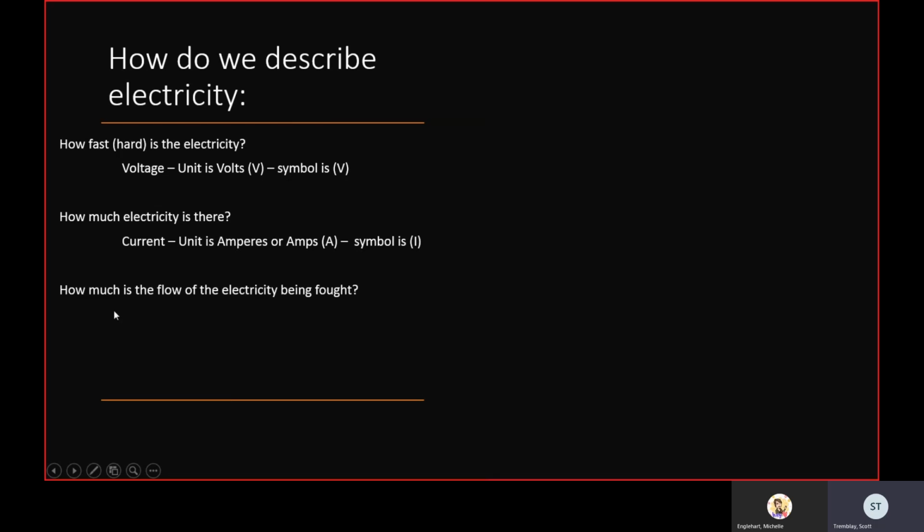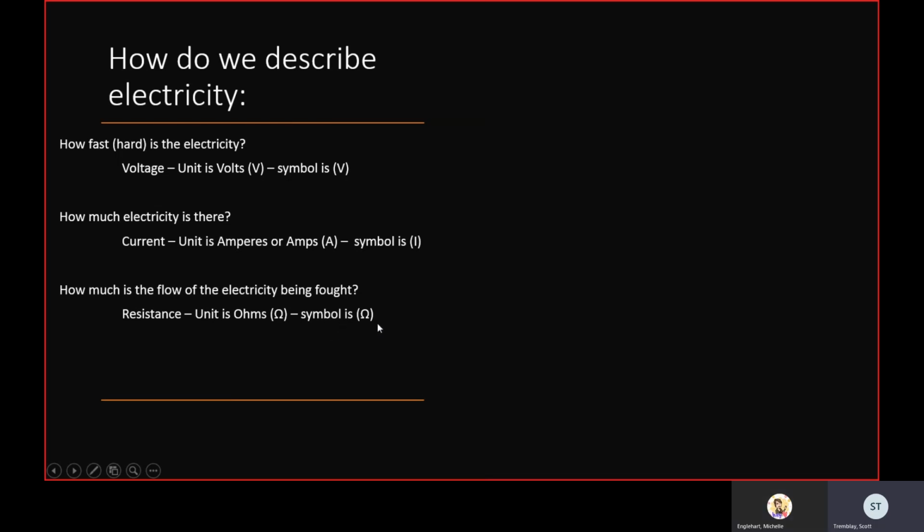And then how much the flow of the electricity is being fought. Think of the water pushing your finger off the tip of the hose, and you fighting to keep it there. Well, that's resistance. This is the resistance to the flow. We'll talk about how volts factor in that in a second. The unit of that one is ohms, after a German scientist who created the law to describe resistance, unsurprisingly known as Ohm's law, which we'll talk about in a second.